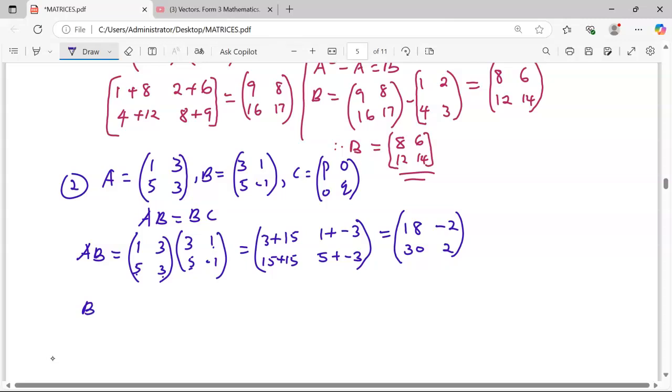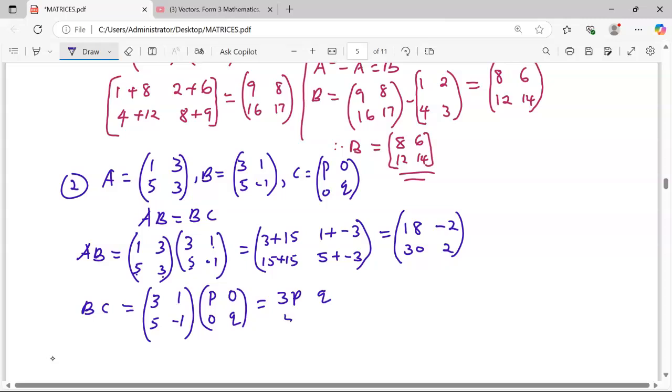Next, we get BC. BC is obtained by taking B with the elements 3, 5, 1, negative 1, and multiplying by C, which is P, 0, 0, Q. And this one is going to give us 3 times P, you get 3P. Then plus 1 times 0, you get 0. 3 times 0, you get 0. Then 1 times Q, you are going to get Q.